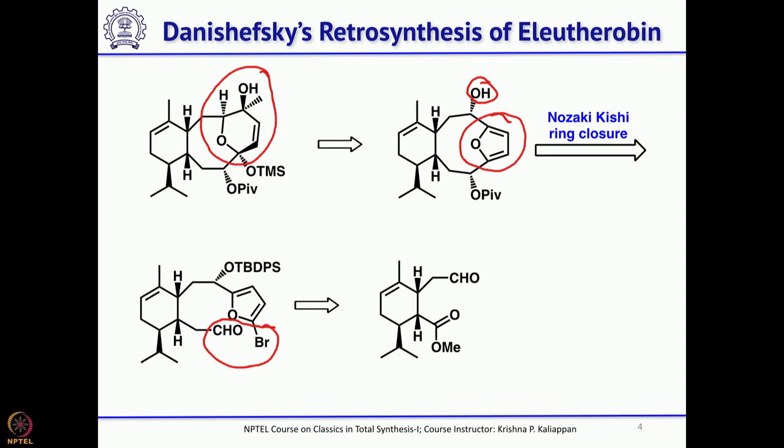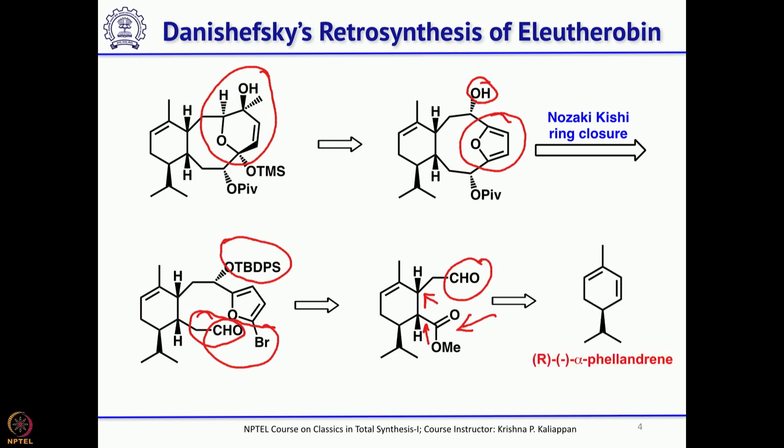Now if you look at this, it is very easy. If you have this aldehyde, you can use the lithio-bromofuran addition to this aldehyde to generate this chiral center with OH, and for the southern hemisphere you need CH2CHO, which can be obtained from this ester by reduction and homologation. Now these two substituents on this 6-membered ring can be easily introduced from phellandrene, a commercially available monoterpene, using a photochemical reaction as the key reaction.